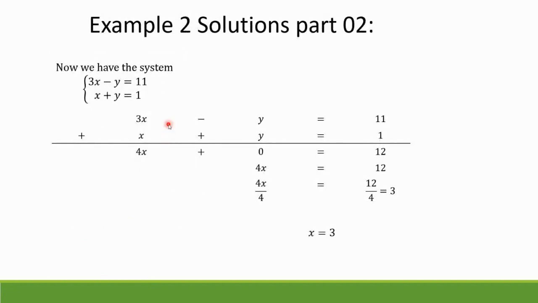Hopefully it's not so hard to see what you can do, right? You can easily eliminate y just by adding. You could eliminate x if you wanted by multiplying the second equation by negative 3, but I personally would just add the equations. These y's cancel, as you can see. We get 3x minus y equals 11, plus x plus y equals 1. So the 3x plus x becomes 4x. The y's are gone, and we get 12. So the equation is 4x equals 12.